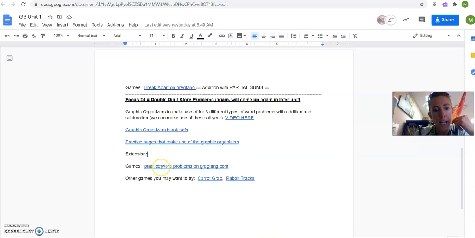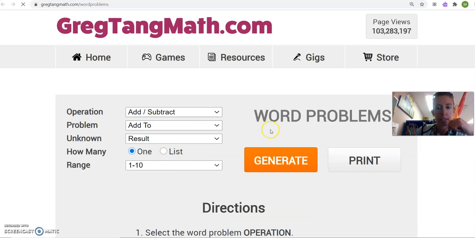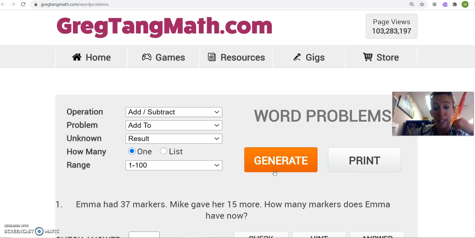And then games, going to Greg Tang. He has a place where it can make word problems for you on the spot. And I'll just show you this because it's a word problem generator. I'm going to do addition and subtraction. I'm not going to change it to multiplication, division. Add to whatever result, one, and the range is 1 to 10, or I can step it up to 1 to 100 to make it double digit.